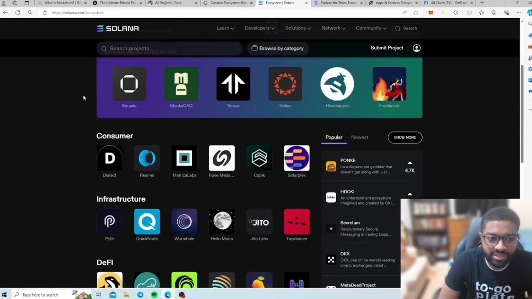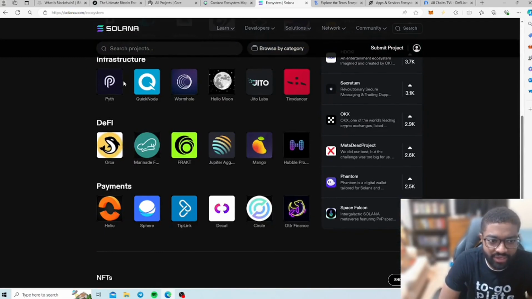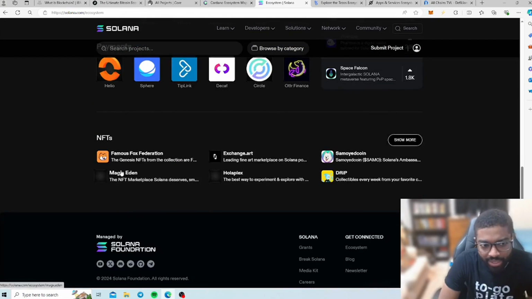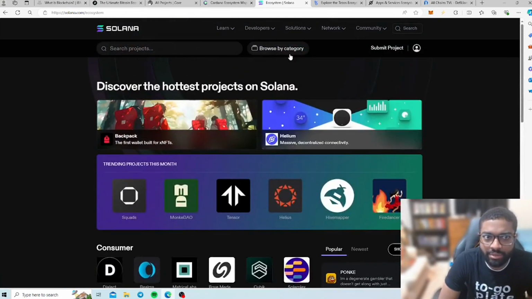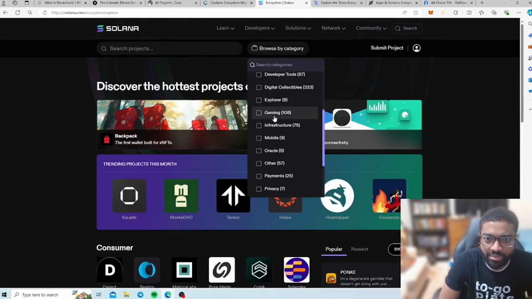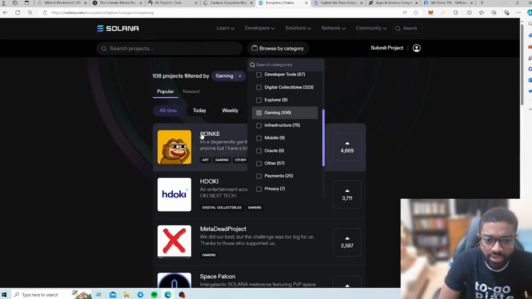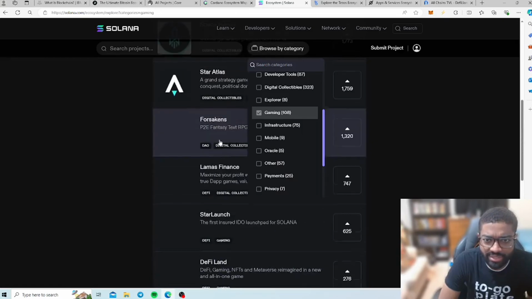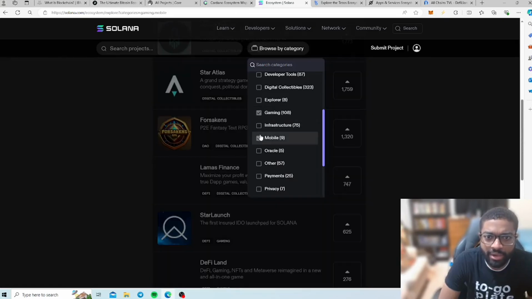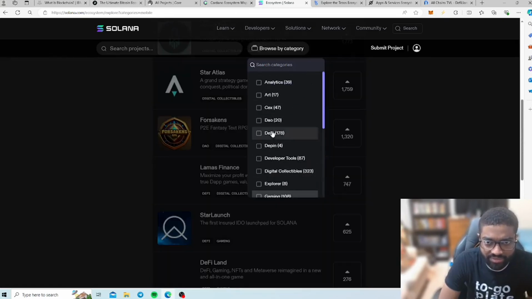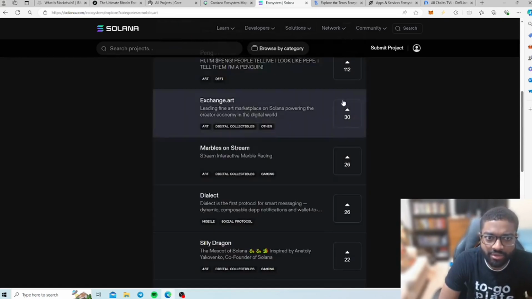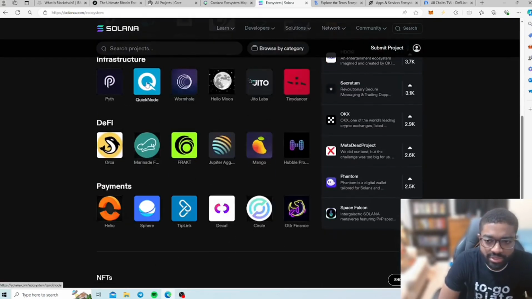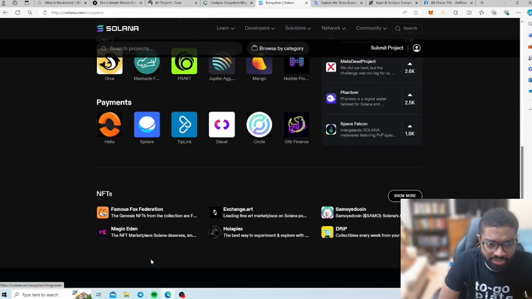So we go over to Solana, same thing. It has the different infrastructures, the DeFi, the payments, the NFTs, and then you can browse by category. If you want to just look into gaming, it'll show you all the different gaming projects that are being set up. If you want to look into mobile, it'll show you all those different processes. If you want to look into art, it'll show you that. So this will show you exactly what the blockchain ecosystem is being built on.